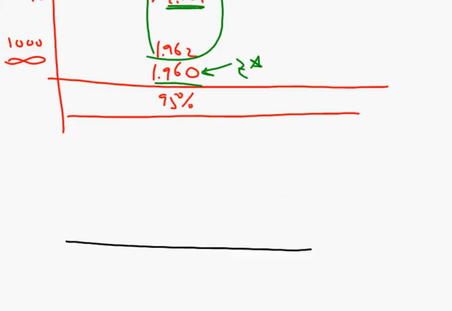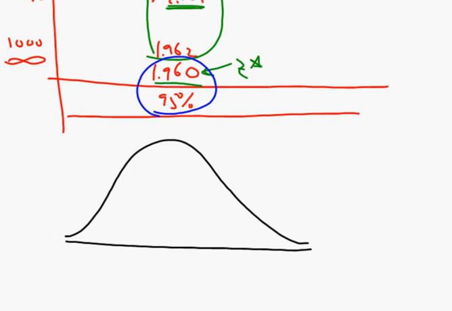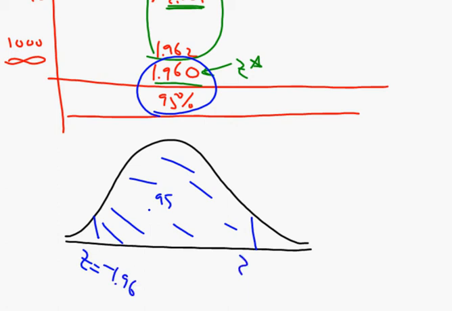So let's think about this for a second. So here's the normal distribution. And basically, the meaning of these two numbers is as follows. If you want to catch the middle 95% of area, you need to go from Z equals negative 1.96 to Z equals positive 1.96. That's why this is called Z star. It's the perfect Z score that will catch the middle 95% of area.